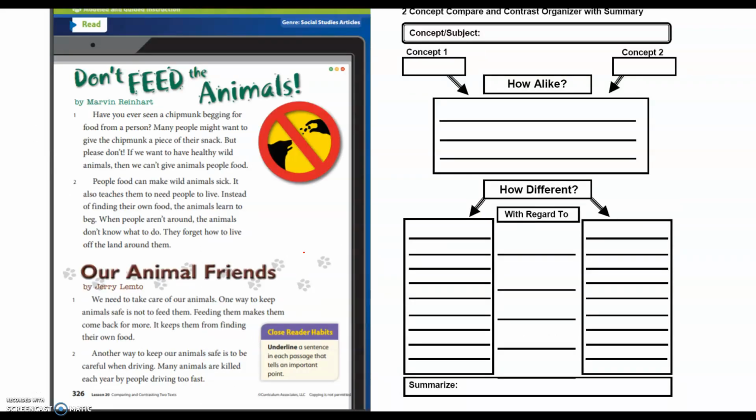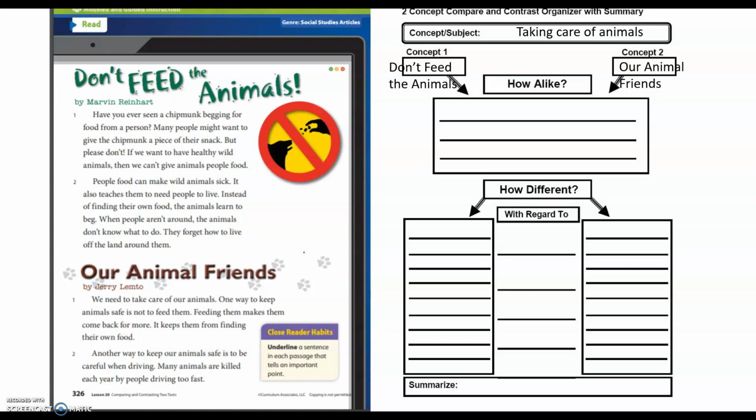So let's read these two texts, Don't Feed the Animals and Our Animal Friends. Then we'll talk about some things that are the same between them. I can see that both of these texts are about animals. Both of them tell about taking care of them. So we've got our two texts, Don't Feed the Animals and Our Animal Friends. Let's read the texts and talk about how they're alike.